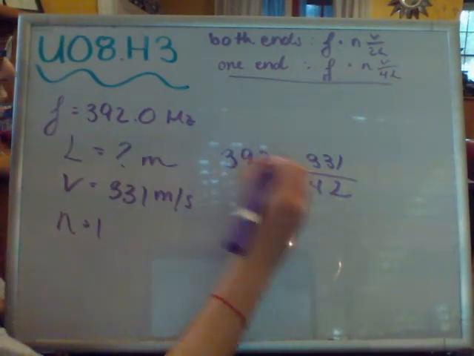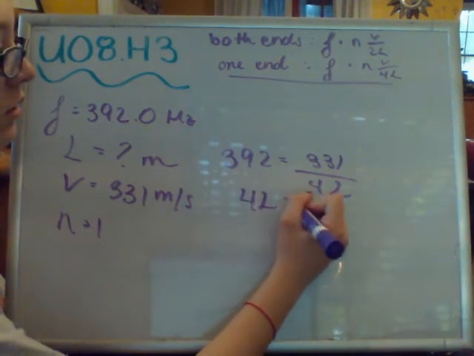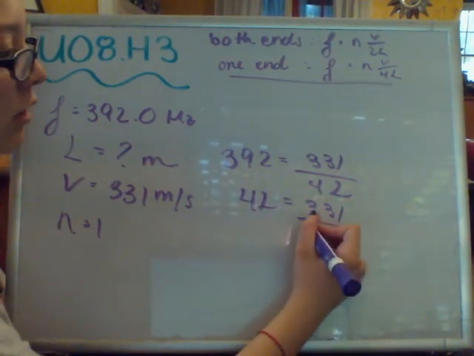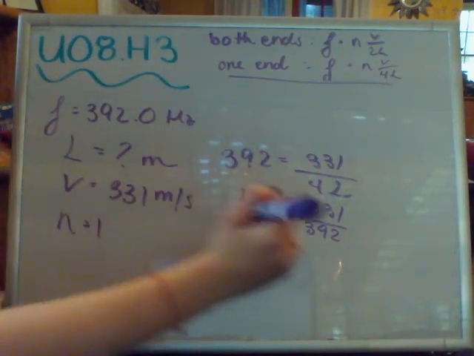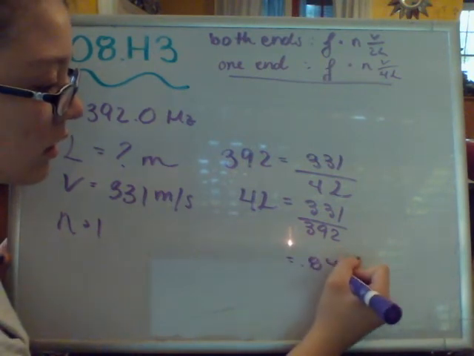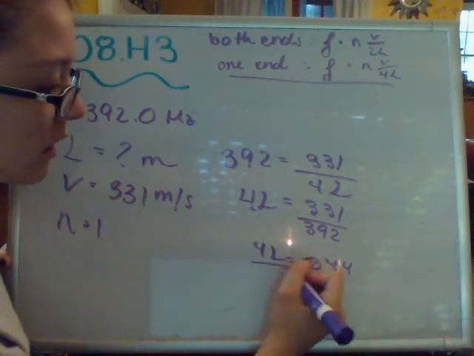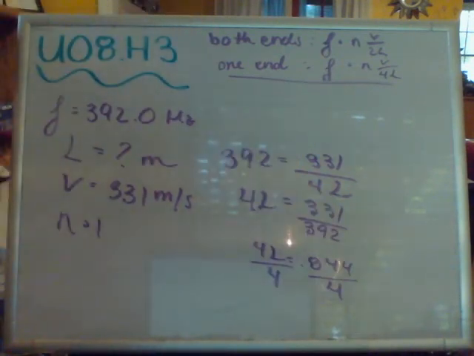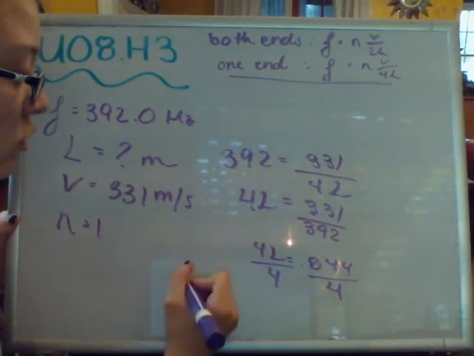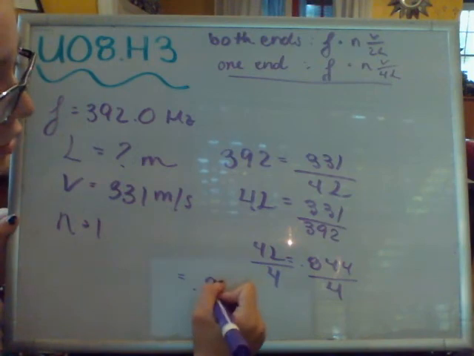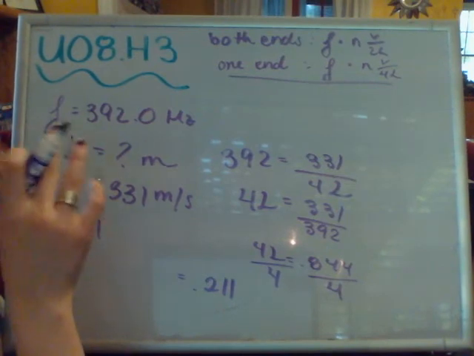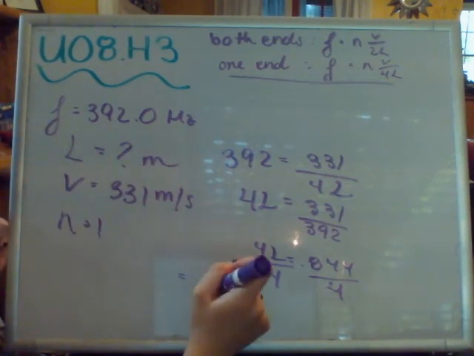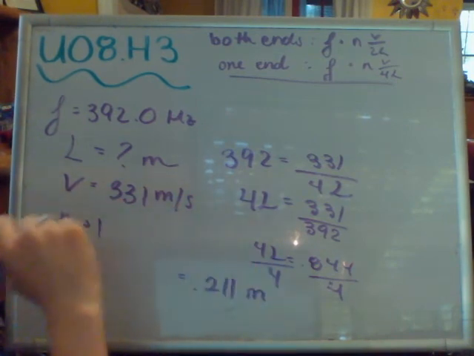So now if you switch these two, it's going to be 4L equals 331 over 392. So that equals 0.844 equals 4L. And we're going to divide both sides by 4. And that's going to be 0.211. So the length of this pipe is 0.211 meters.